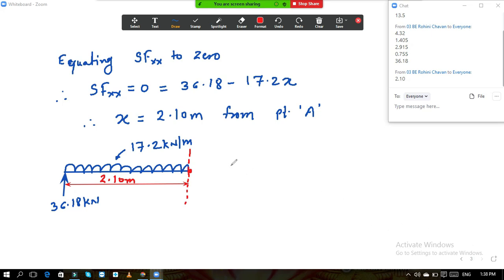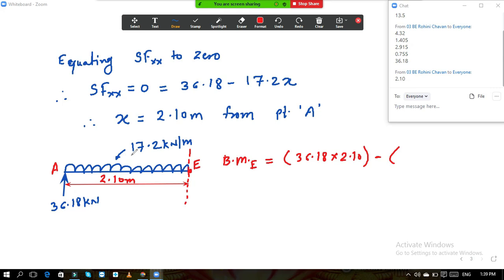Now calculate the maximum bending moment. I will give a name to this point. Suppose that this is point E, this is our point A. So bending moment at point E is equal to, now this is the RA. RA is moving upwards, so its moment is positive. The distance of RA from point E is 2.10. This is 36.18 into 2.10. Then this 17.2 kilonewton load is moving downward, so minus.